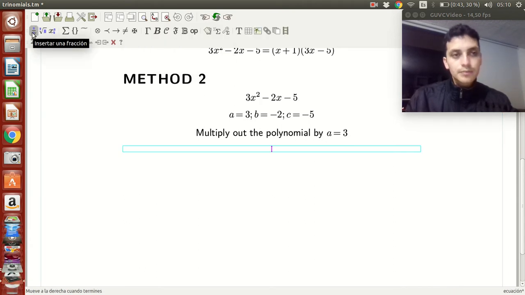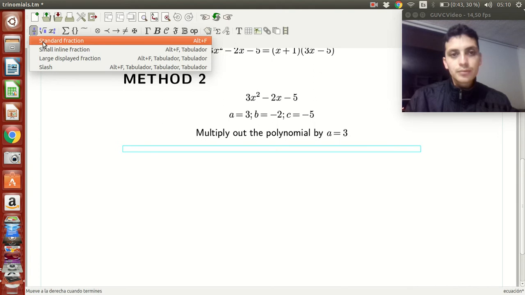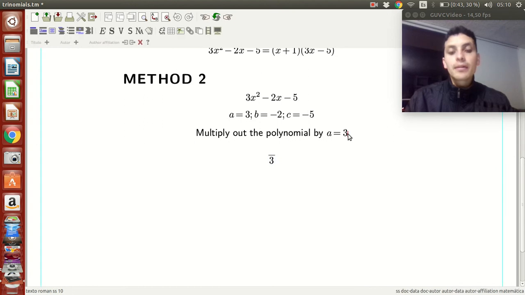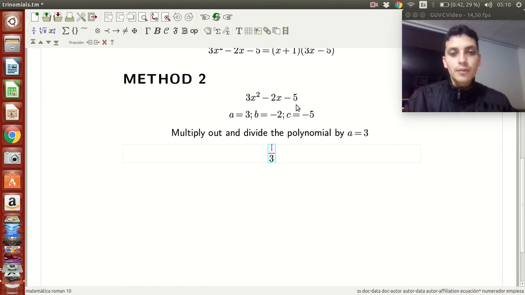So what do we have? We can write a fraction, multiply out the polynomial by a and divide the polynomial by a. So we have here, and we're going to multiply out the trinomial.